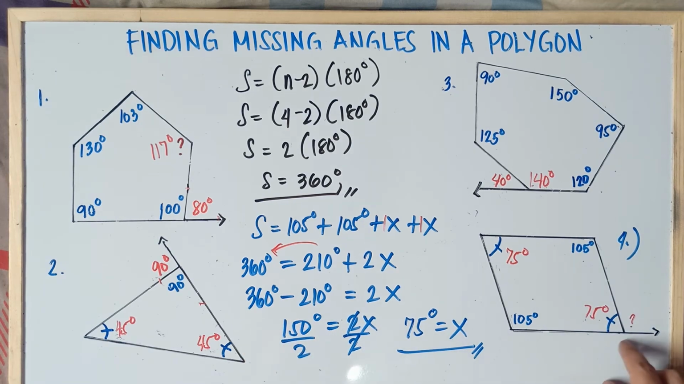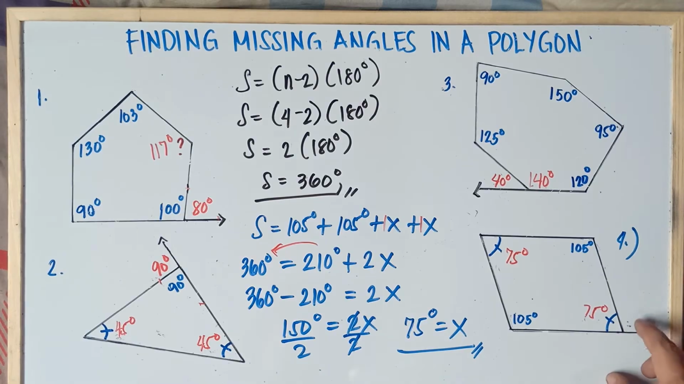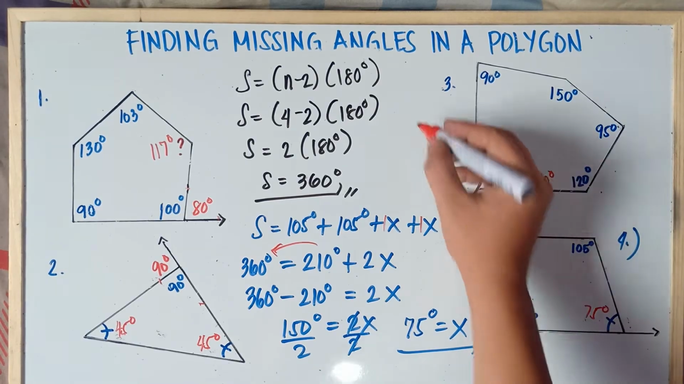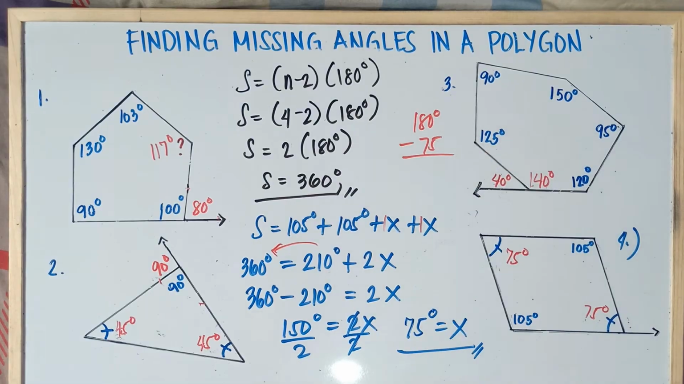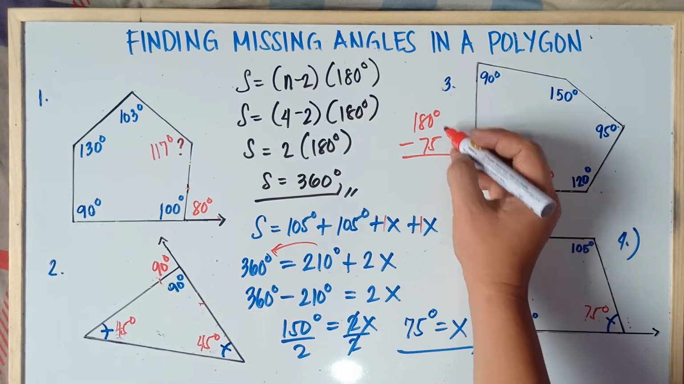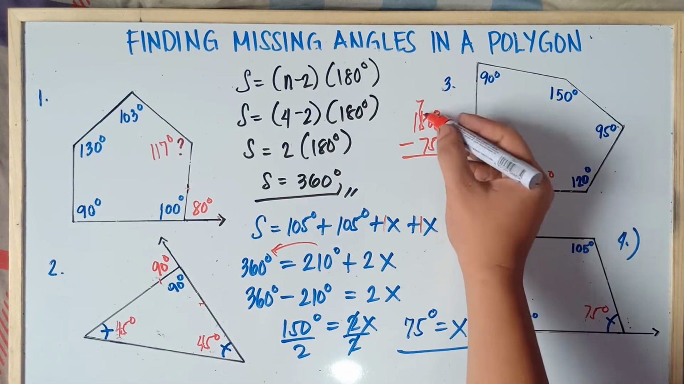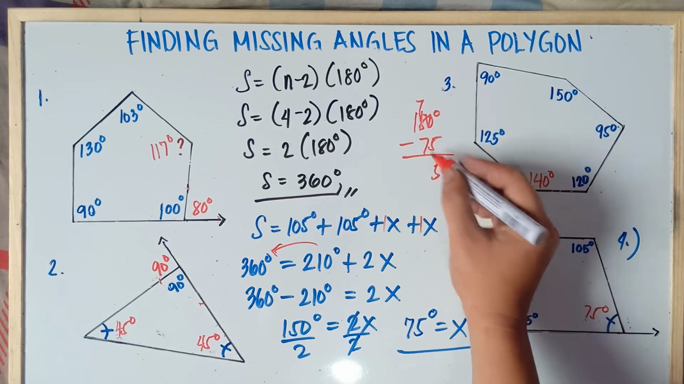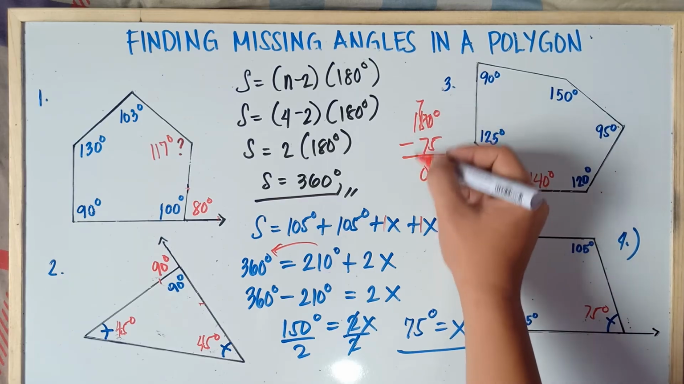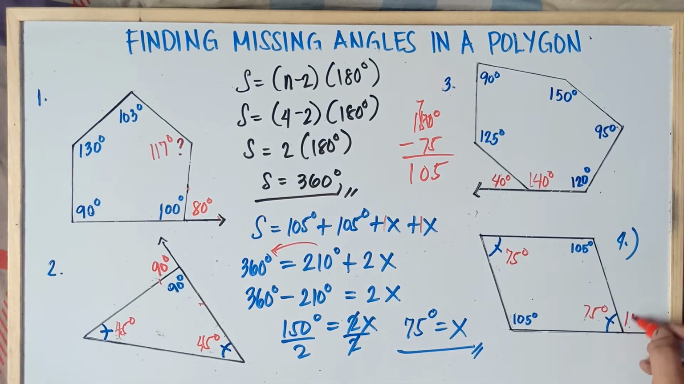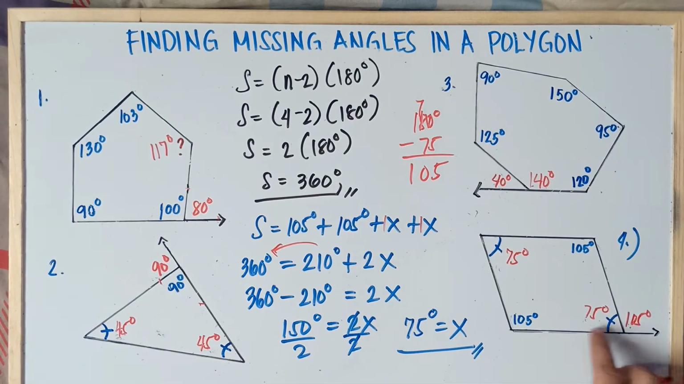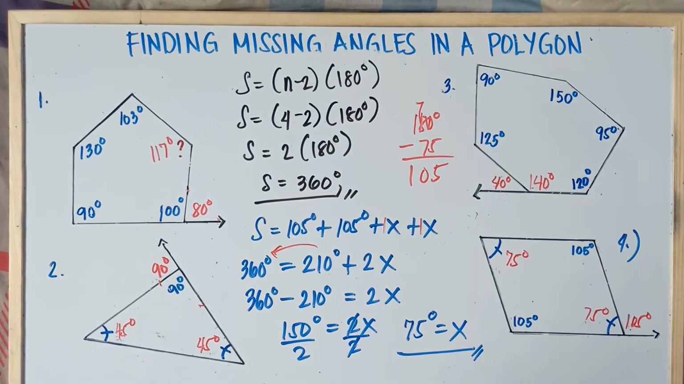All set, class. So last one, this one right here. What would be this angle, class? So 180 degrees minus 75. 0 minus 5 cannot be, so borrow 1, this becomes 7, this becomes 10, 10 minus 5 is 5, 7 minus 7 is 0, then bring down 1. So this will be 105 degrees. 105 degrees plus 75 degrees would be 180 degrees. All set for this given example.